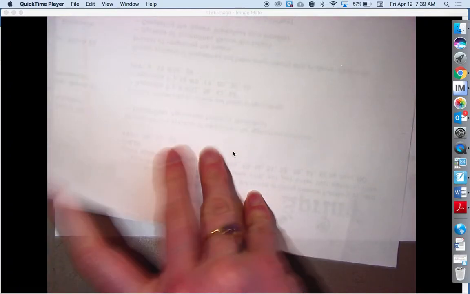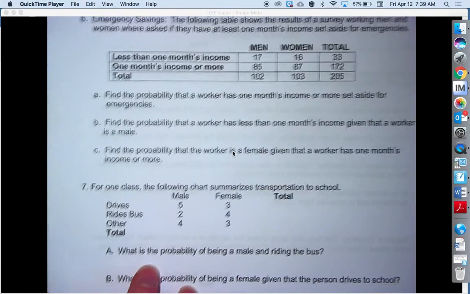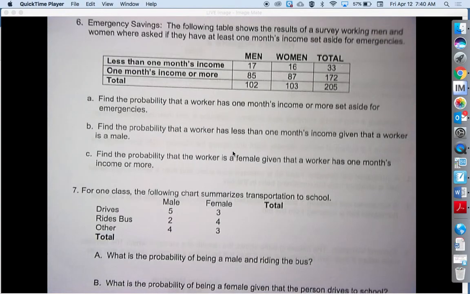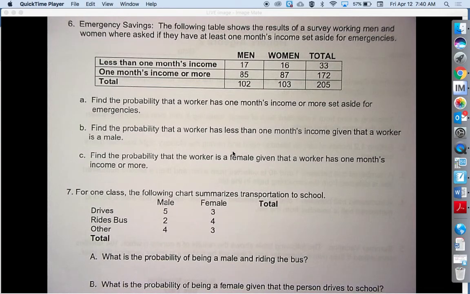Pretty much people having an emergency fund and how much you would have saved just in case something happens.